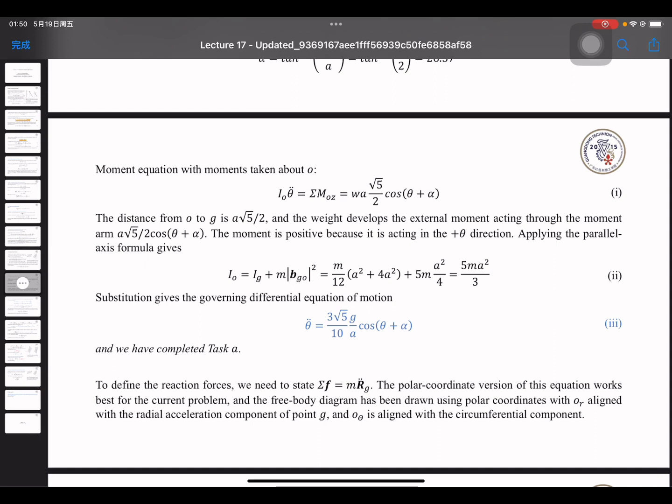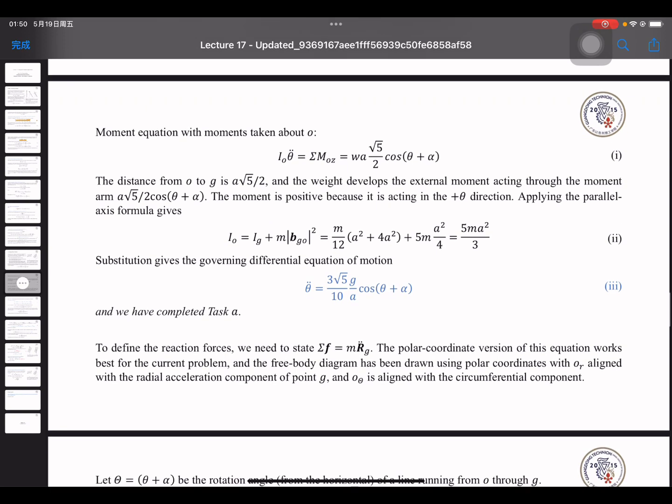This formula gives I_O equal to I_G plus m times the distance from G to O squared, which is m over 12 times A squared plus 4A squared plus 4A A squared over 4. So substitution gives the governing differential equation of motion, which will be something like this. You should rewrite it by yourself because this is the practice from the previous example, and we have a complicated task A.